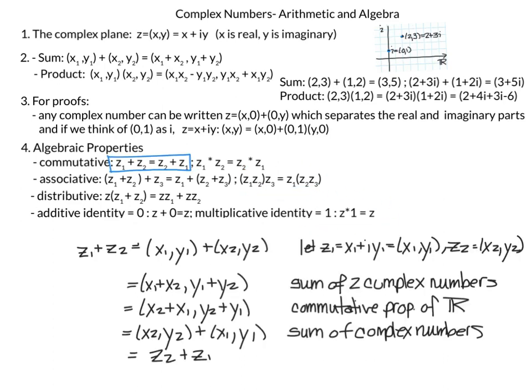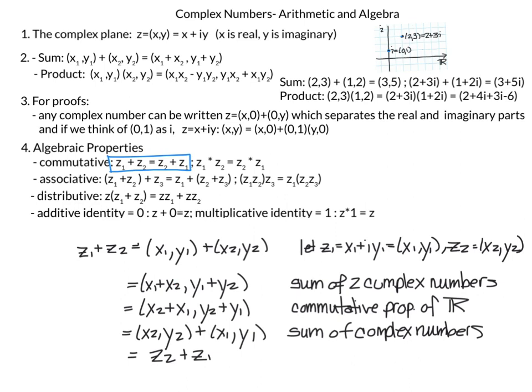To show addition is commutative, I start with z1 plus z2, and then I'm going to expand z1 out as x1 plus i y1, which in coordinates is x1, y1. Similarly, I'm going to let z2 equal x2 plus i y2, which in coordinates will be x2, y2. So this is what I have here. The next thing I'm going to do is use my property of how to add two complex numbers. So this is going to be x1 plus x2 and y1 plus y2. I add coordinate by coordinate.